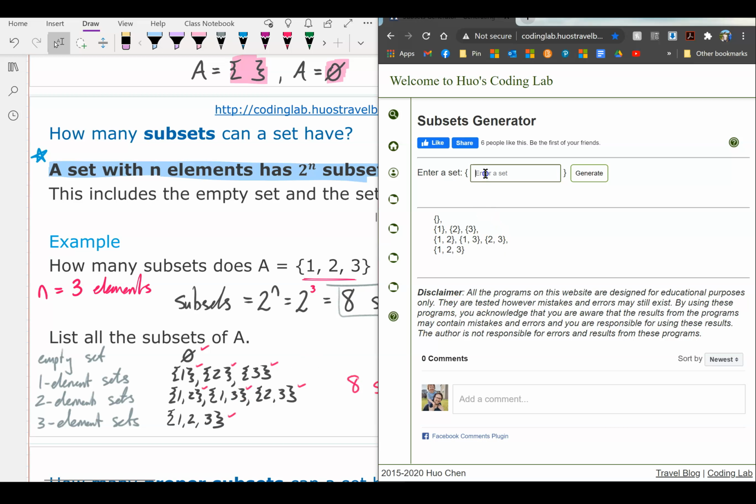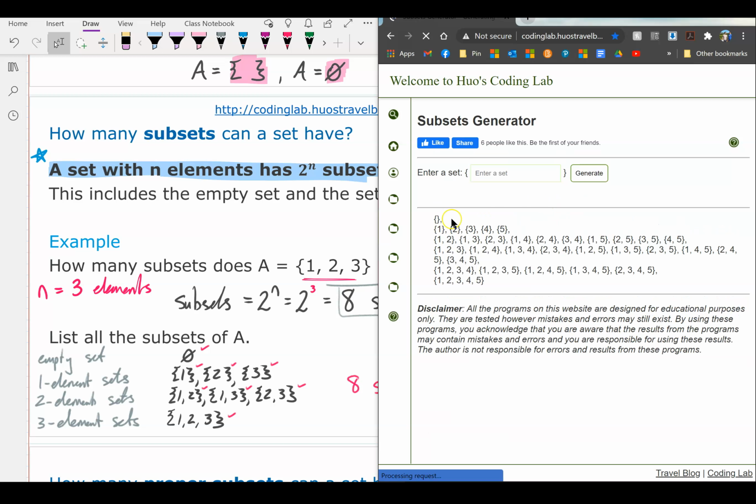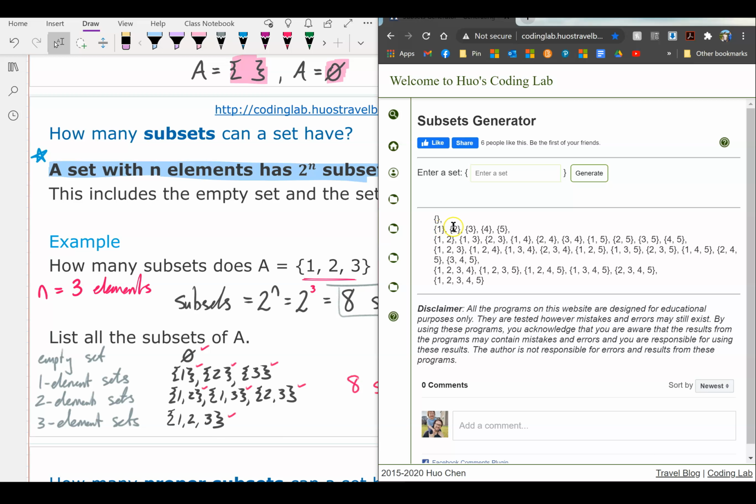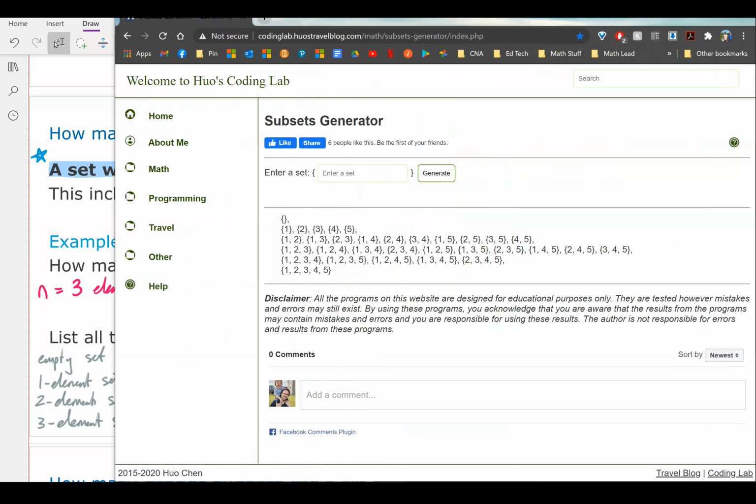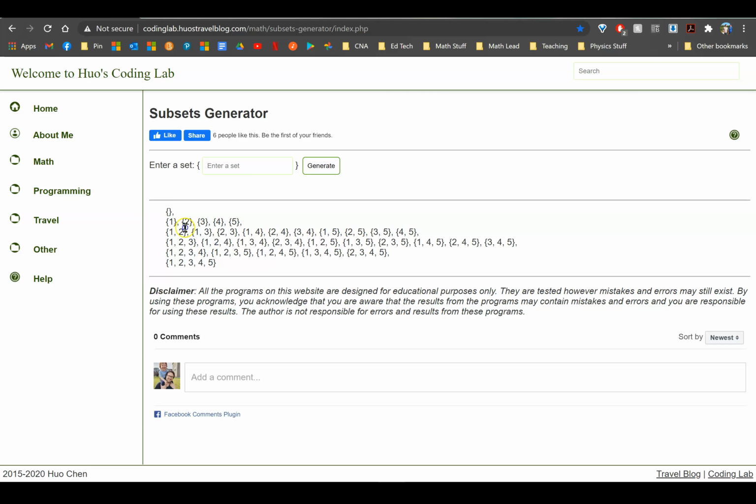But what if you had a bigger set? What if you had the numbers 1, 2, 3, 4, 5? How many subsets would that give us? Well, that would be 2 to the power of 5 subsets. 2 to the power of 5 is 32. There'd be 32 subsets. All right, if I generate this, it's going to give me 32 different sets. All the different combinations, and you can take some time to look at that if you want. Let me make it a little bit bigger. Make it full screen. Okay, that's 32.